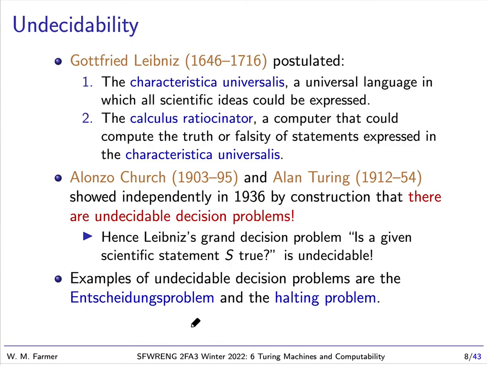Examples of undecidable decision problems are the Entscheidungsproblem and the halting problem. And so Church showed in 1936 that this problem is undecidable, and Turing showed in 1936 that this problem is undecidable. And we're going to look at both of these problems in time.